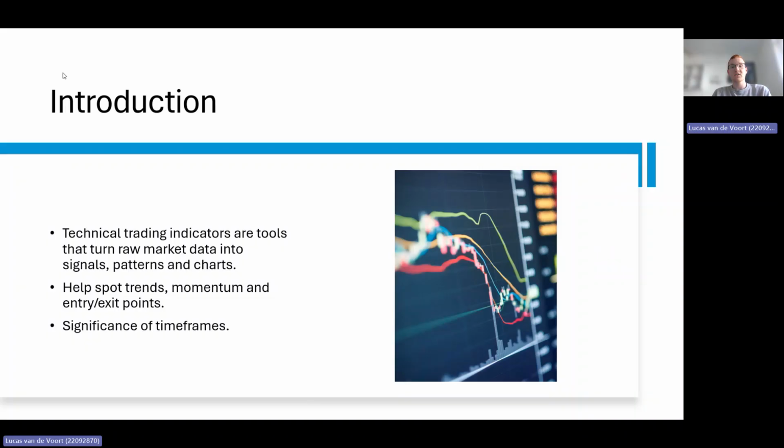A technical indicator essentially is a tool that takes raw market data, think about price, volume, volatility, and it can turn it into signals, patterns, and graphs that are much easier to interpret. And they don't predict the future, but they do help you assess trends or momentum and potential entry and exit points in a much more structured way than just by looking at the price charts.